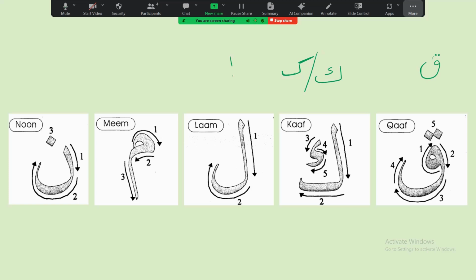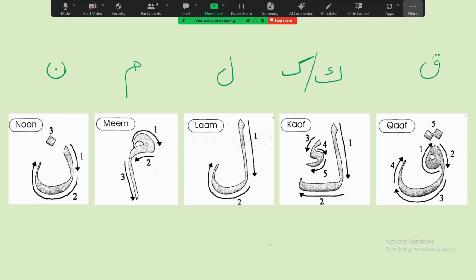The next one is lam. The next one being meem. Okay, so qaf, kaf, lam, meem. And then we have noon. Okay, noon with the dot in the middle, noon.